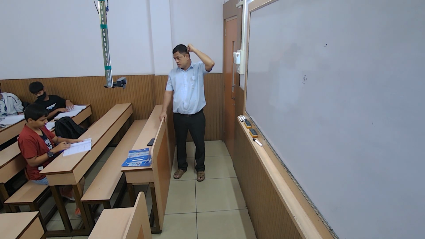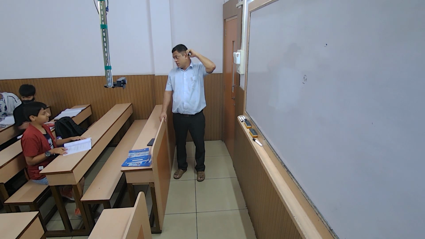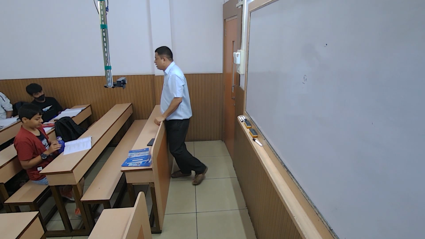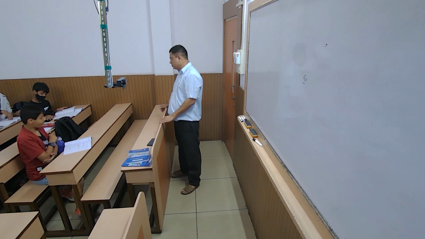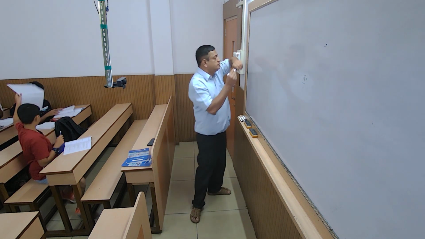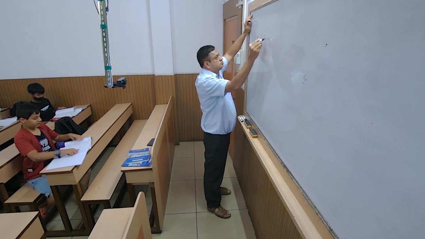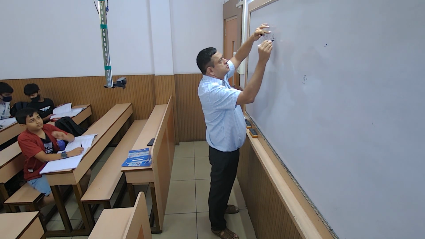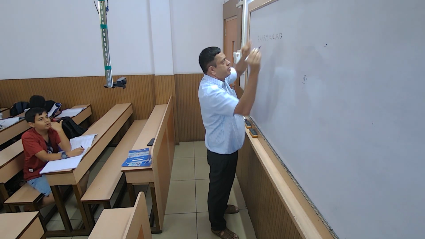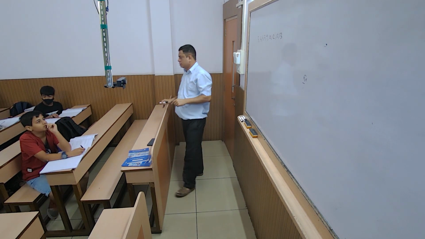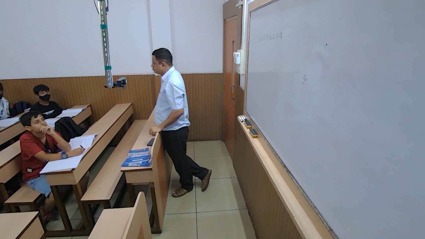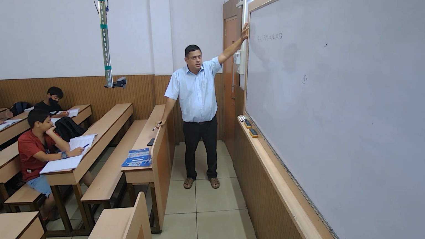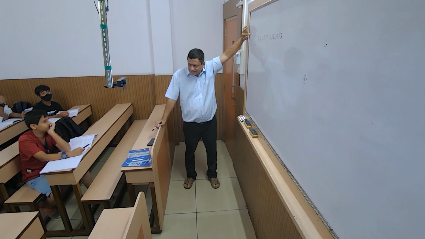If there are n observations, and if n is odd, median is equal to the (n plus 1) by 2 th term. If n is even, median is half into the (n by 2)th term plus the (n by 2 plus 1)th term. All are not listening, listen all of you. Stop writing now. Suppose the data is given in this form, all of you listen here. Already I arranged it here.